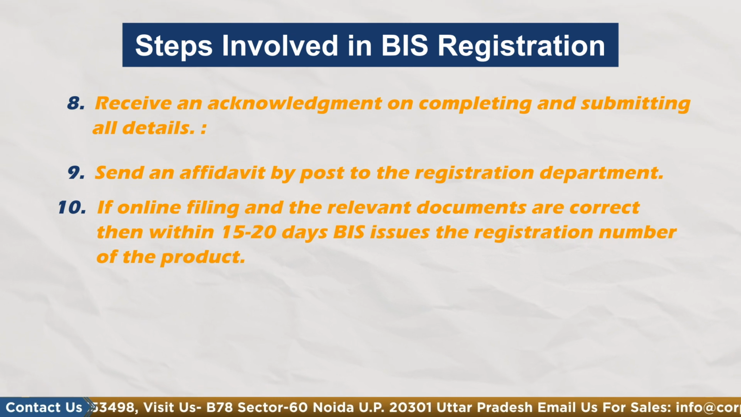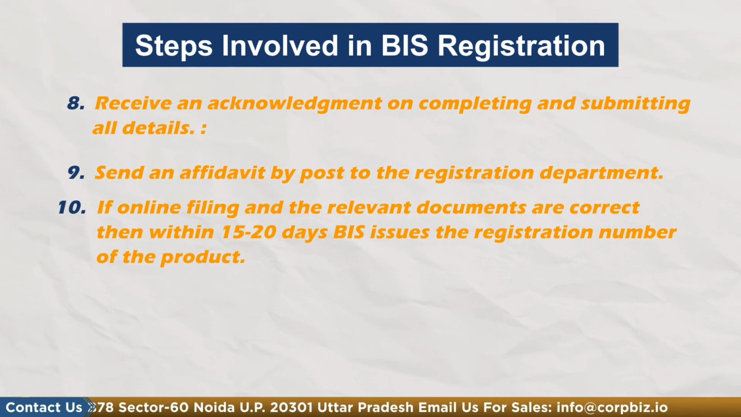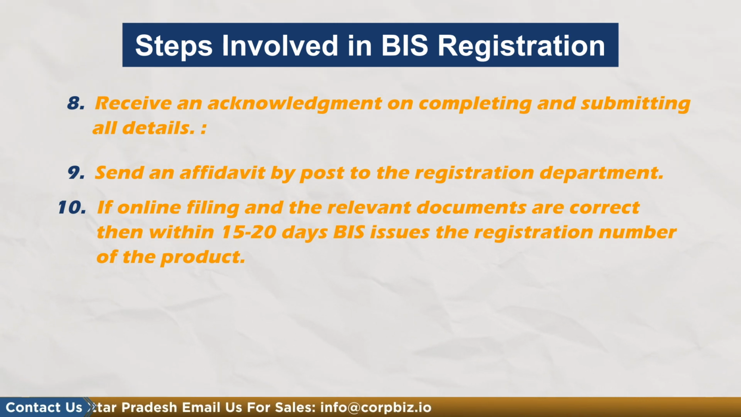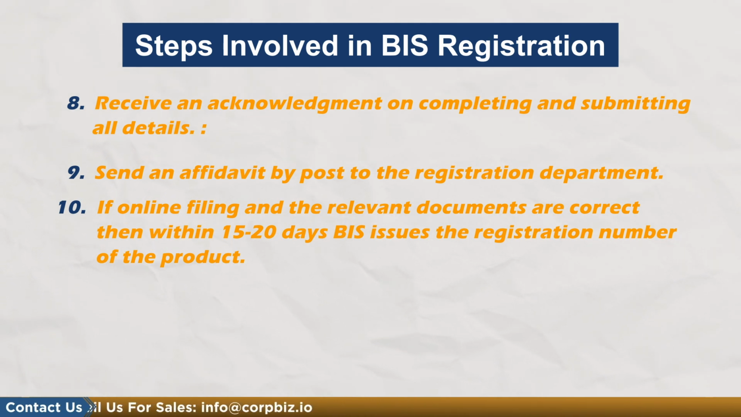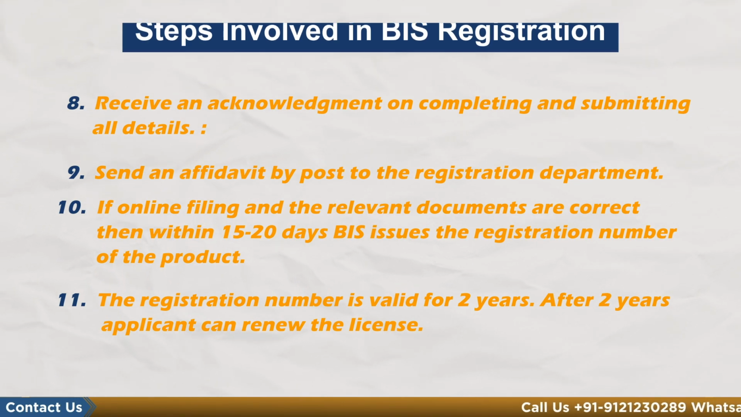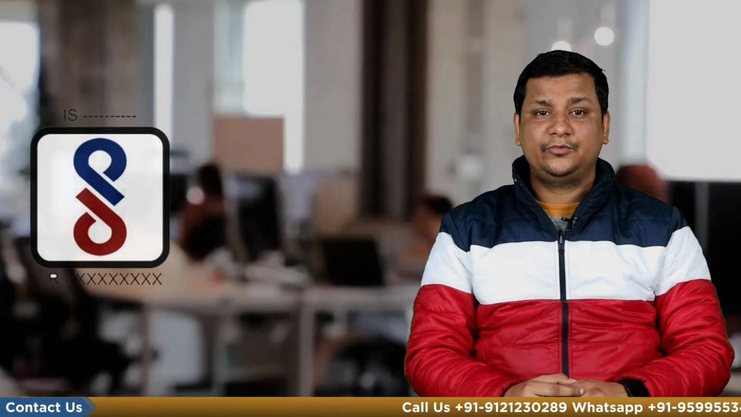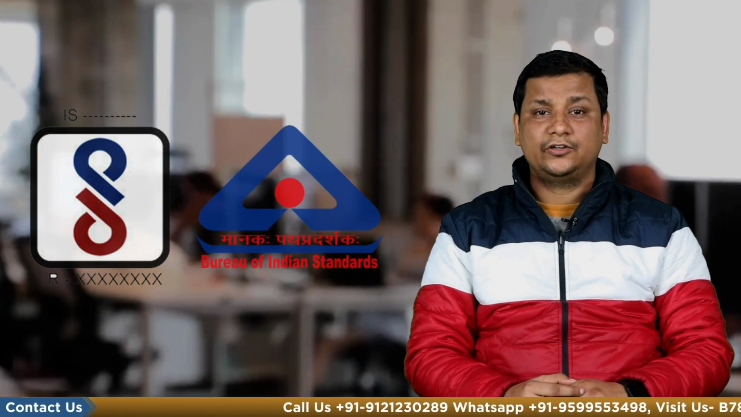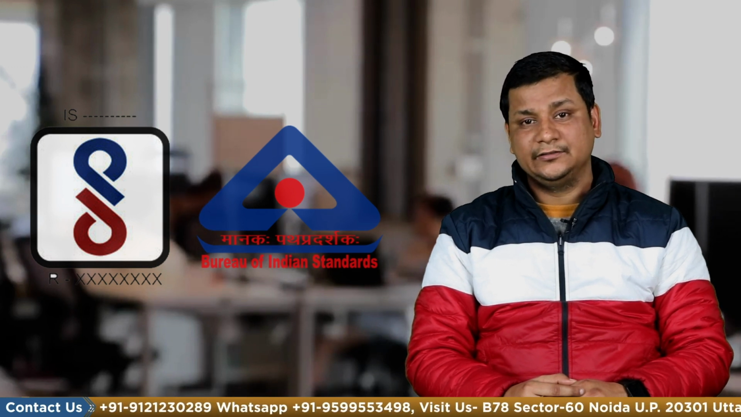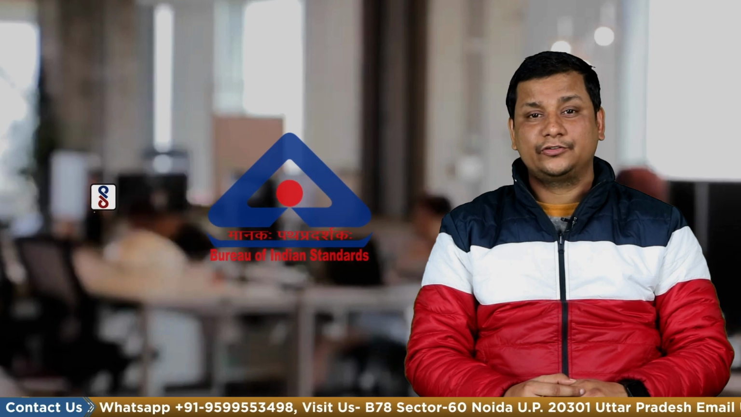10th is, if the online filing and the relevant documents are correct, then within 15 to 20 days BIS issues the registration number of that product. The registration number is valid for 2 years. After 2 years, the applicant can renew the license. This registration number should be used on that product's model with the use of the standard mark and labeling requirements under the BIS guideline. I hope you understood the process of CRS.